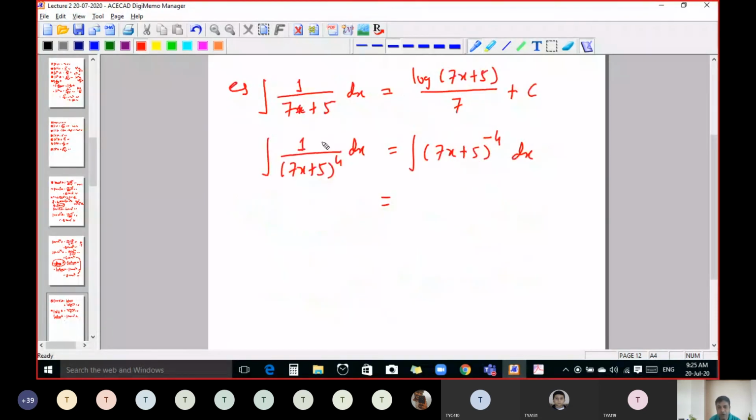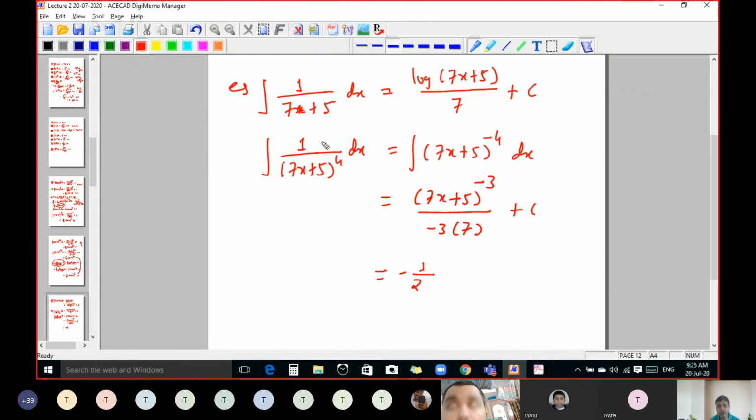So the answer for that is, use the result number 8. The answer is 7x plus 5 whole raised to minus 4 plus divided by minus 3 into coefficient of x is 7 plus c. The answer is 1 upon 27 into 7x plus 5 raised to minus 3 plus c.